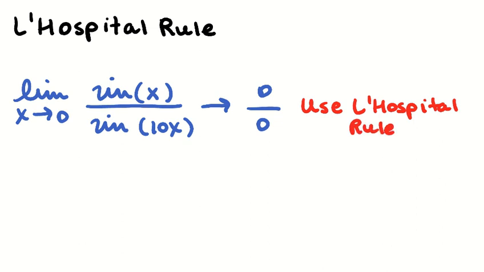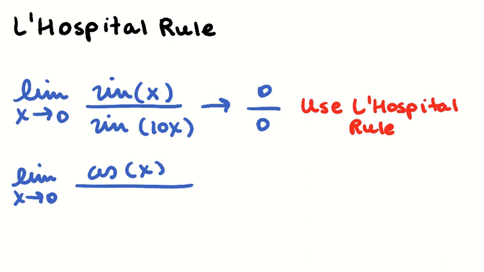Now remember, L'Hopital's Rule is where we take the derivative of the top and the derivative of the bottom, and we're not going to use the quotient rule. So the derivative of sine of x is cosine of x, and the derivative of sine of 10x is 10 cosine of 10x. Then we try again and hope this goes a little better. I plug in x equals 0, and cosine of 0 is 1, which is promising, divided by 10 times the cosine of 0, which is 10 times 1, so 10. That is a classical L'Hopital's Rule question.